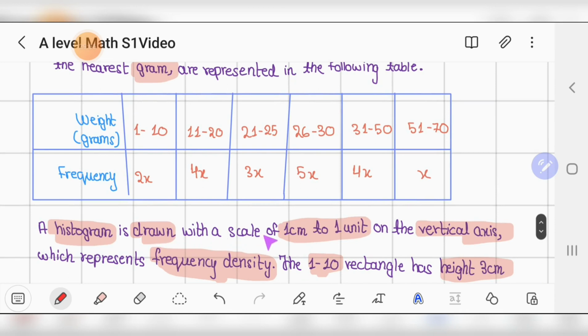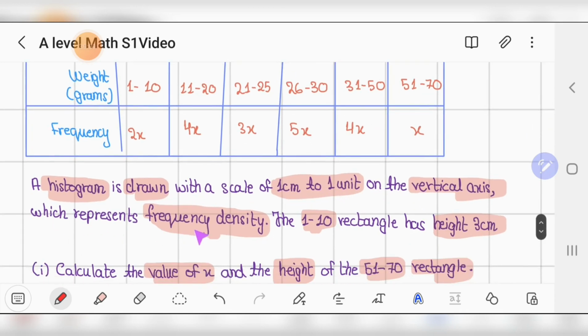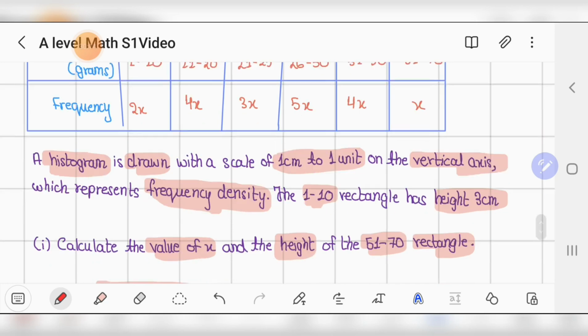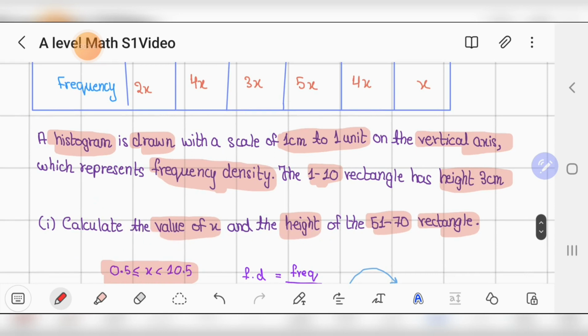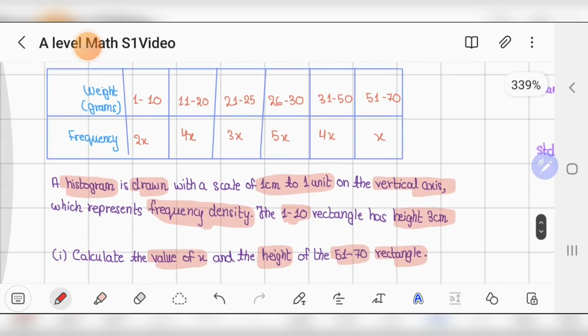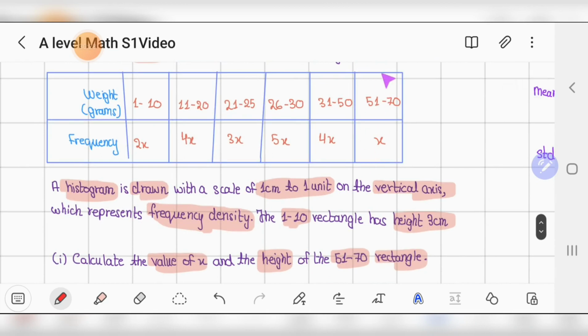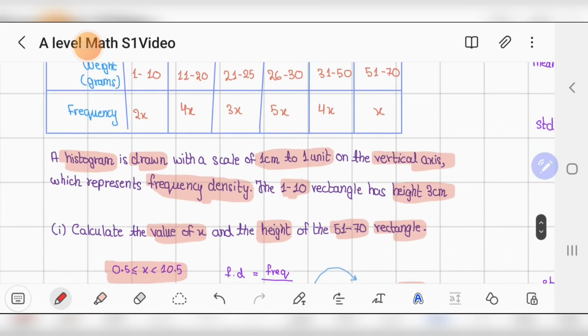A histogram is drawn with a scale of 1 cm to 1 unit on the vertical axis, which represents frequency density. That's a different story, we will do that later. The 1 to 10 rectangle has a width of 3 cm. Okay, so we're going to make a graph, right? Calculate the value of x and the height of the 51 to 70 rectangle, which means we are using this, and it has a height of 3 cm.